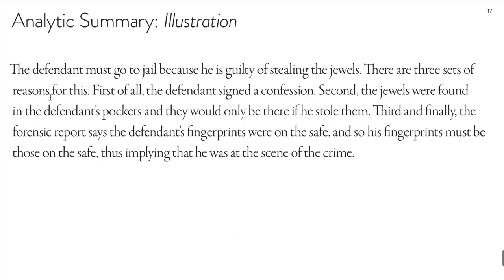There are 3 sets of reasons. First of all, the defendant signed a confession. I just showed you that. Second, the jewels were found in the defendant's pocket, and they would only be there if he stole them. So that's our dependent little argument we made about the hypothetical on the pockets. Third and finally, the forensic report says, and now here we go, we're going to go up that argument chain. The forensic report says they're on the safe, and so his fingerprints must be there on the safe, thus implying he was at the scene of the crime. Actually, I went down the stream there. I was clever. I went with the forensic report, and then that leads to fingerprints on the safe, leads to present at the scene of the crime.